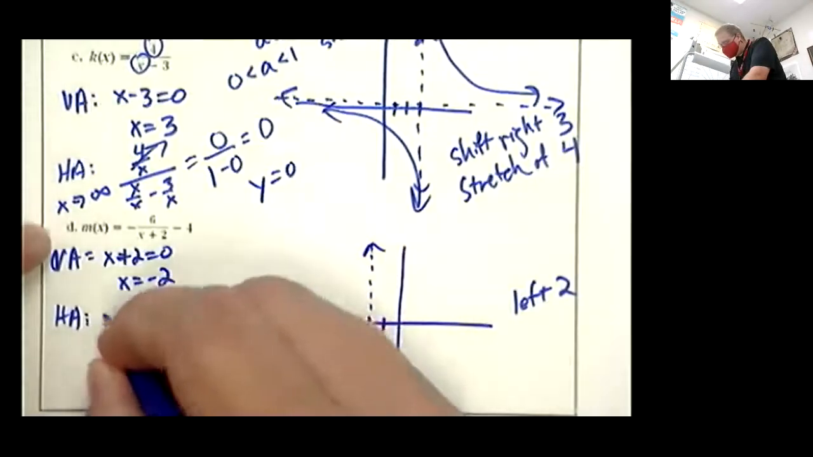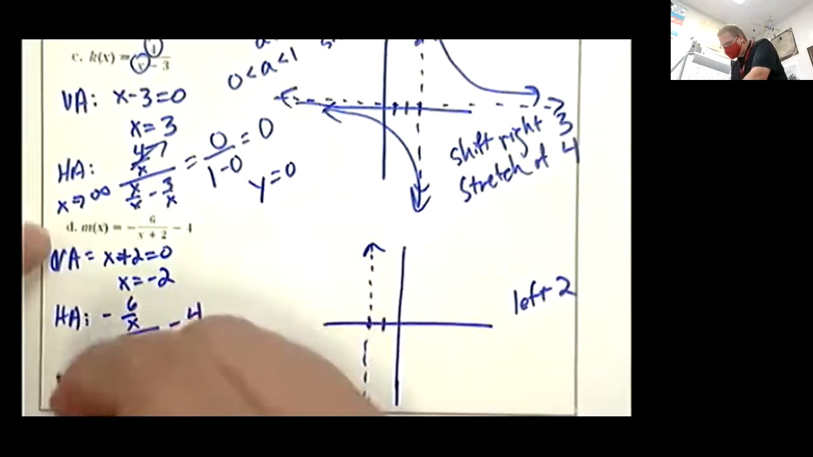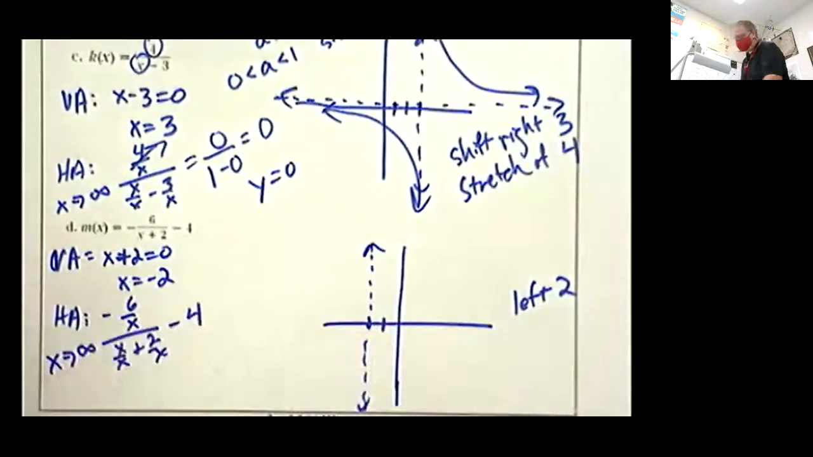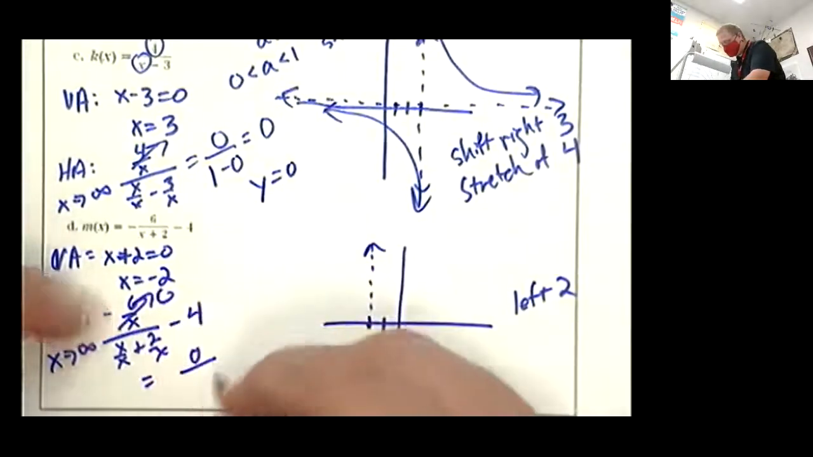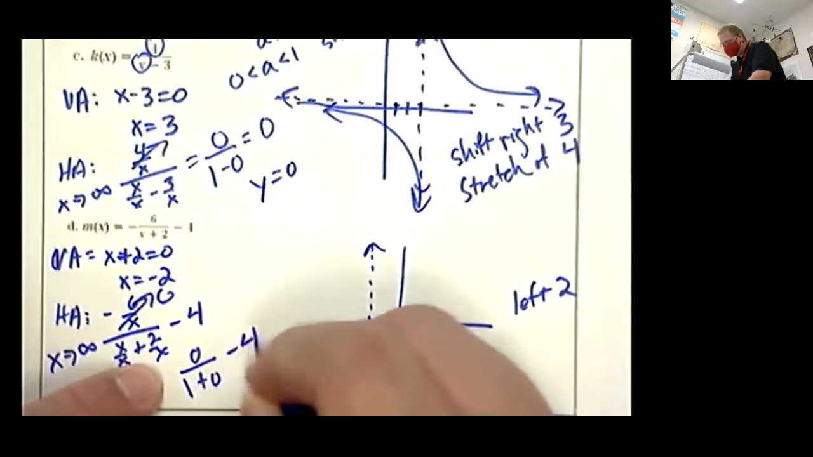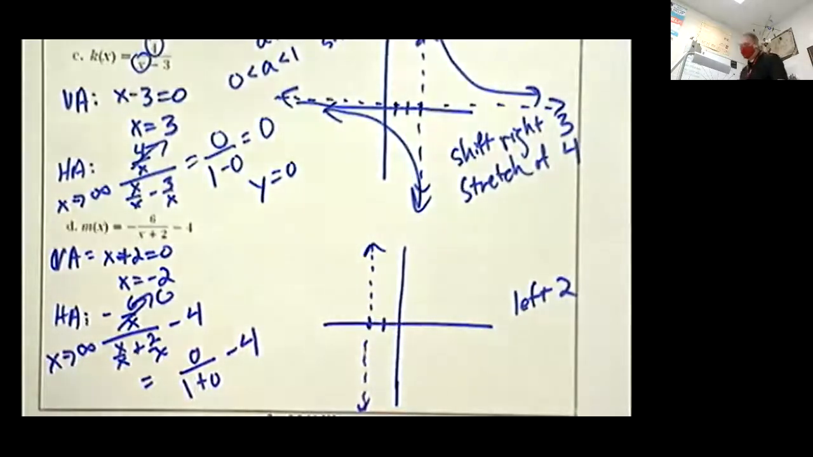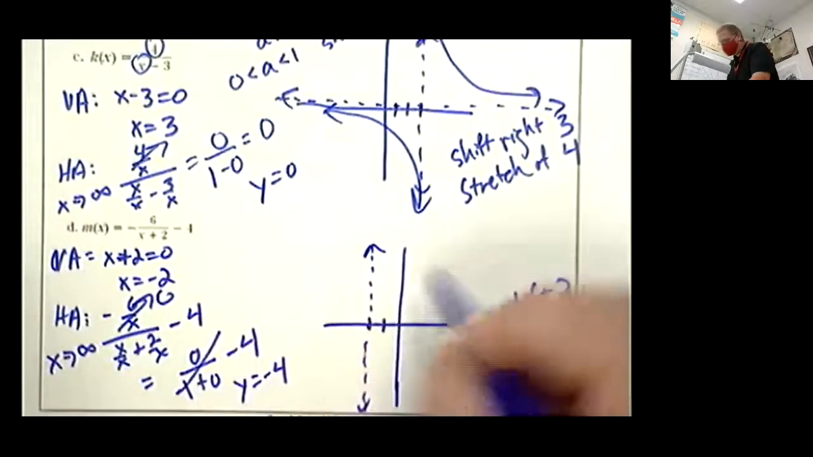And so that's going to be negative 6 over x all over x plus 2 over x minus 4. We're going to set x go to infinity. What happens? Negative 6 over x goes to 0. X over x goes to 1. 2 over x goes to 0. And we still have the minus 4 out here. So all of that's gone, and we're left with y equals negative 4.